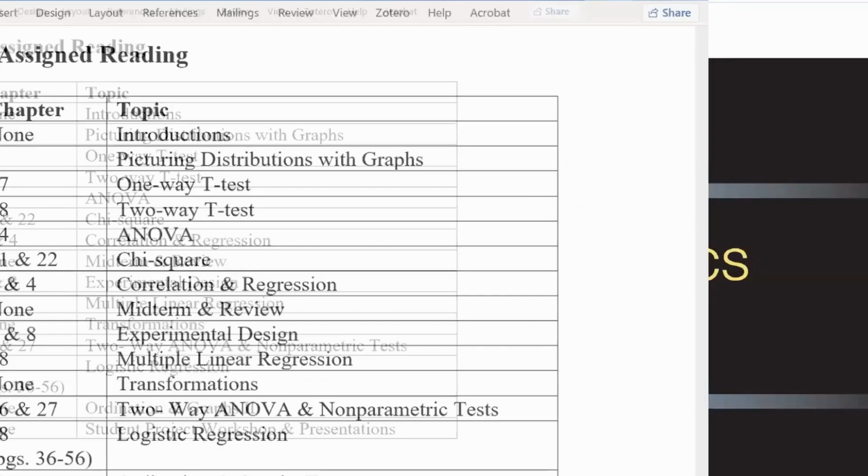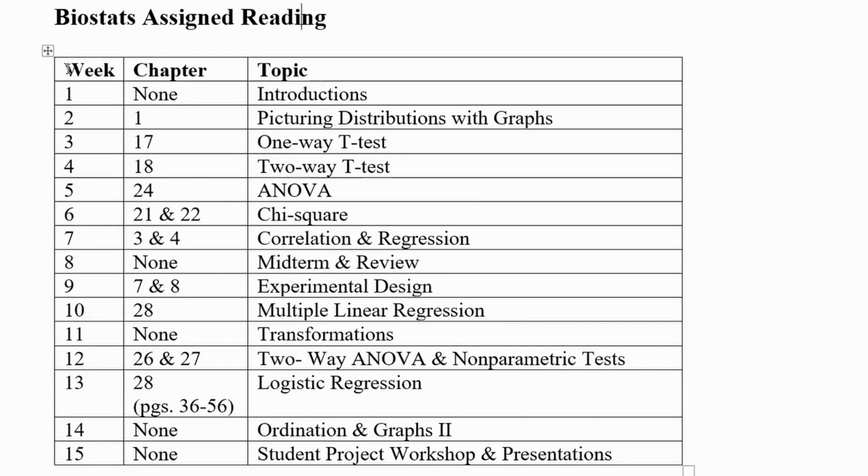And this is the reading list that I sent you. I know I assigned reading throughout the semester, different weeks, different topics. And here it is pulled together in one place for you, which I realized would have been helpful at the beginning as well. So chapter 1 was week 2, picturing distributions with graphs. We went over chapter 17, one-way t-test. I know this seems a little out of order, but I just really like to do a t-test before I do the regression. Then the two-way t-test, ANOVA, chi-square, correlation and regression.